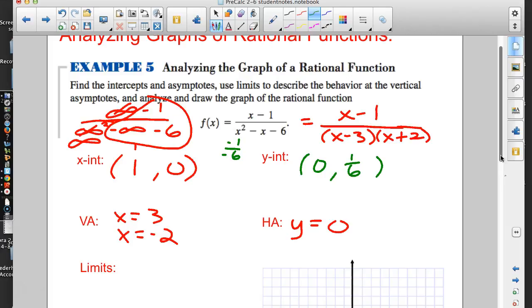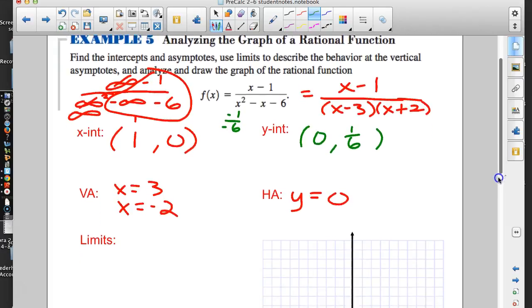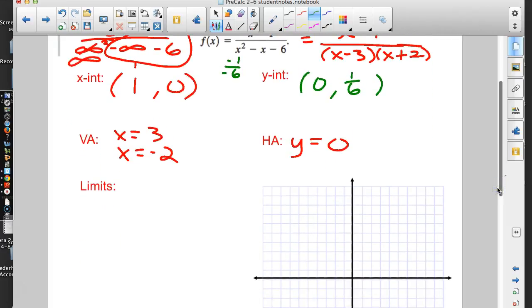All right, now it says use limits to describe the behavior at those vertical asymptotes. So that's one of those things that some people will wait until after they have it graphed, and you can do that. But one of the other things you could do is just put in some numbers to get a feel for where the graph is going to go. And quite frankly, we let you do that either way. But our asymptotes, we said we're at 3 and -2, so the least we could do is get them ready.